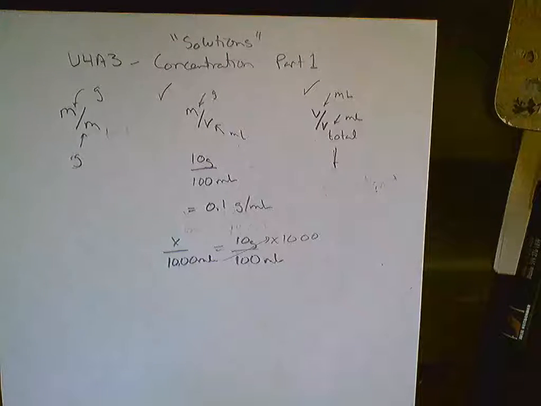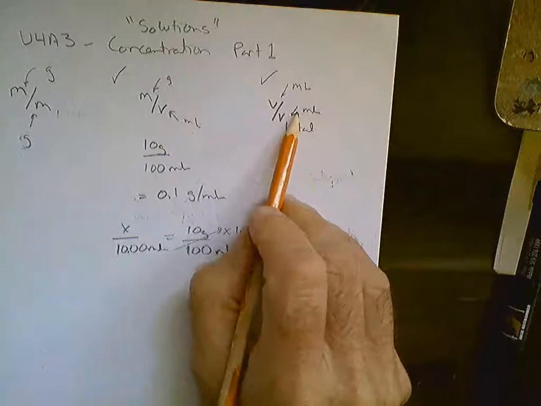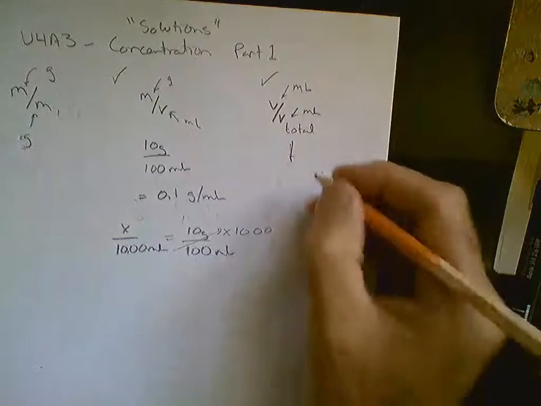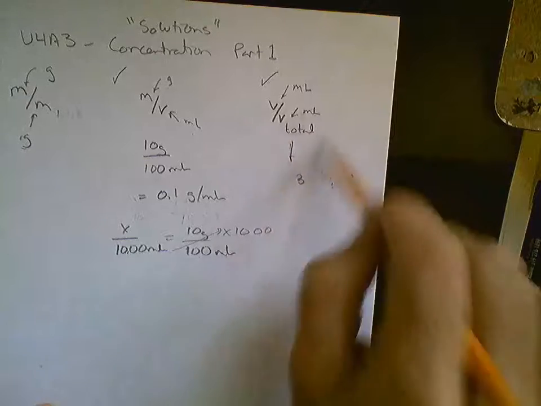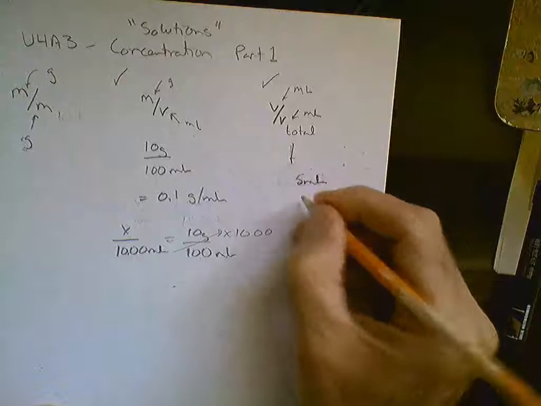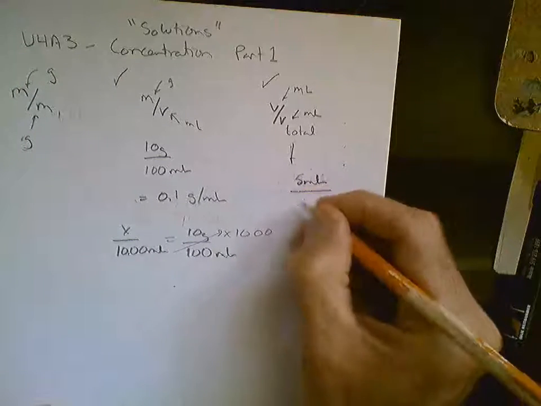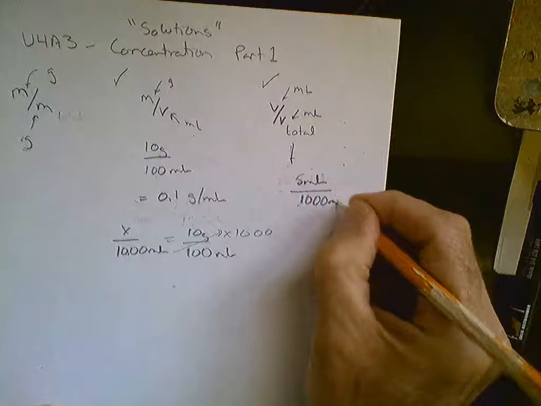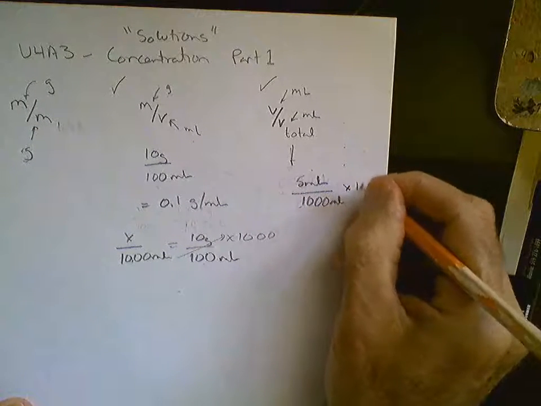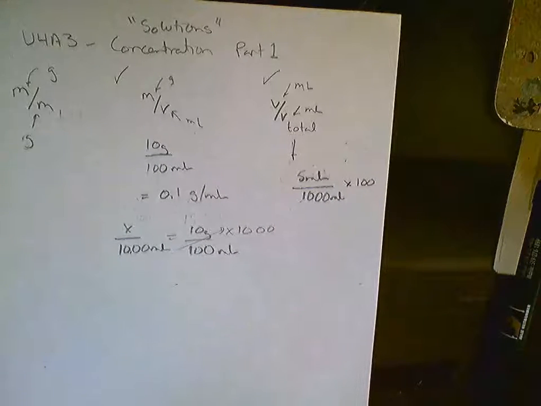Now, another common way of doing this, and hydrogen peroxide is done this way, is milliliters per milliliters. Vinegar is another one that's done this way. So if we took 5 mils of acetic acid and put that in 1,000 milliliters, now what they do when they do volume by volume is they do percent. So you have to times by 100. That's what percent means. So if you do volume per volume, they often do this by percent.